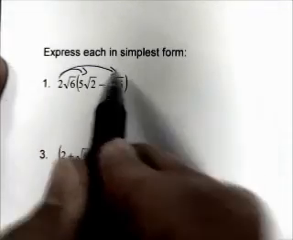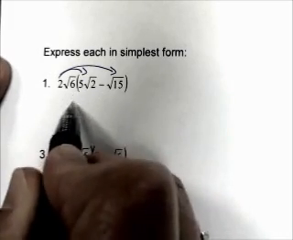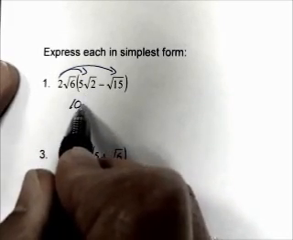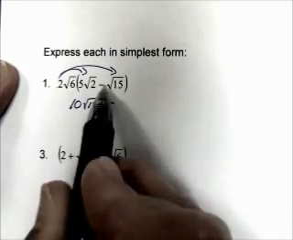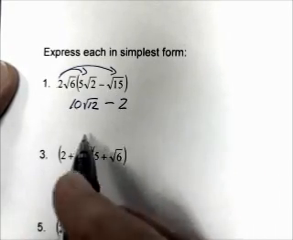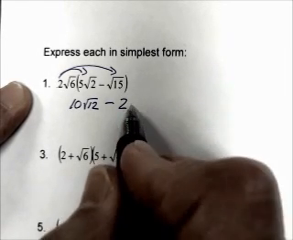So distribute. 2 square root of 6 times 5 square root of 2. 2 times 5 is 10. Square root of 6 times square root of 2 is square root of 12. Minus 2 times 1 is 2. Square root of 6 times the square root of 15. I believe that's the square root of 90.